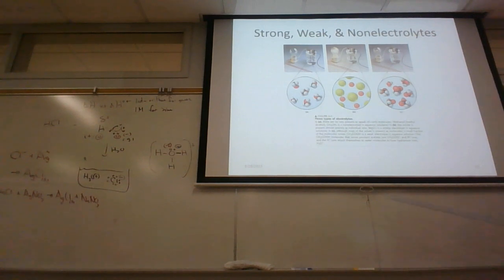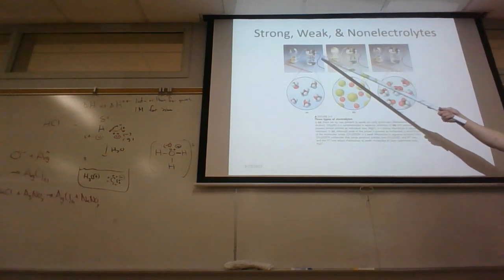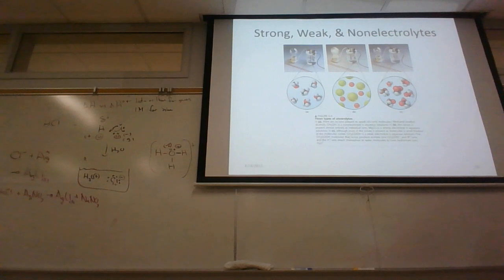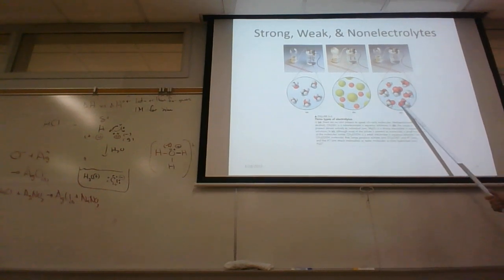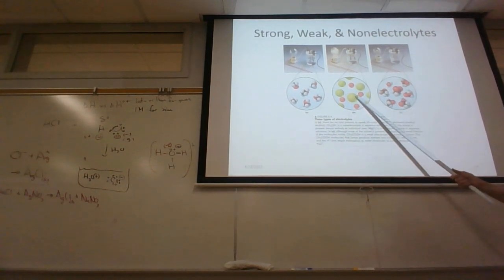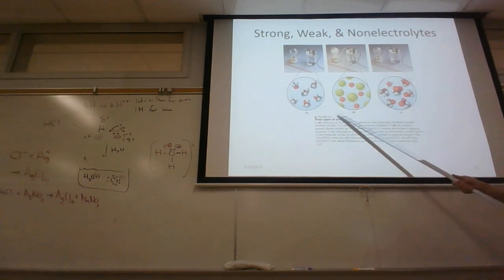And so you should just review something about strong, weak, and non-electrolytes. Strong: completely ionized. Weak: partially ionized. And non: don't ionize at all.